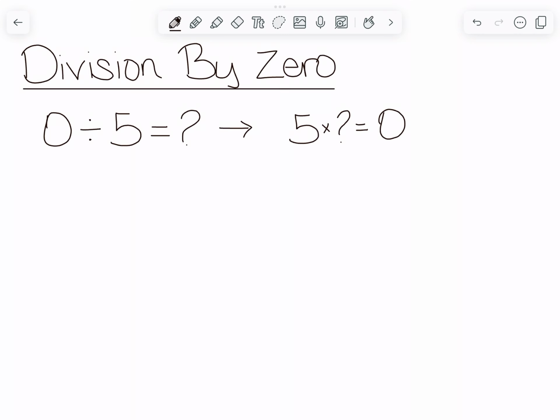If we write this as a multiplication problem, we're asking 5 times what is equal to 0. And then it's a little bit easier to see that that what has to be 0. 5 times 0 is in fact 0. And like I said, there's nothing special about the 5. 0 divided by 7 is 0. 0 divided by 1/2 is 0. Any number where I have 0 divided by that number would give us 0.